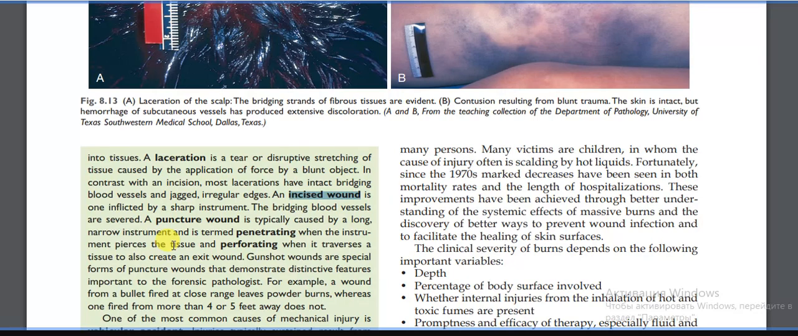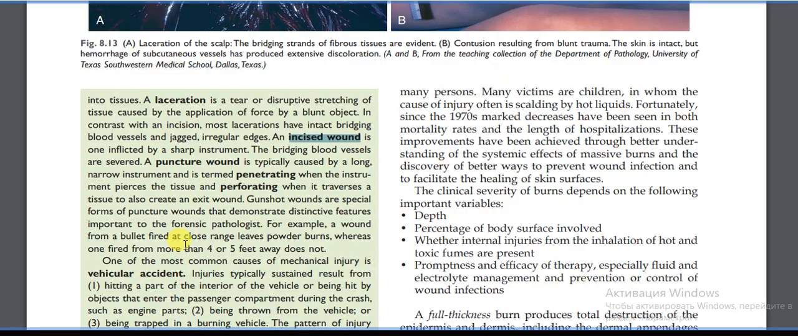The worst thing about a puncture wound is that there is no access of oxygen to the area, and anaerobic bacteria can evolve there much better than in open wounds. So that's the way. Okay, gunshot wounds are special forms of puncture wounds that demonstrate distinctive features important to the forensic pathologist.